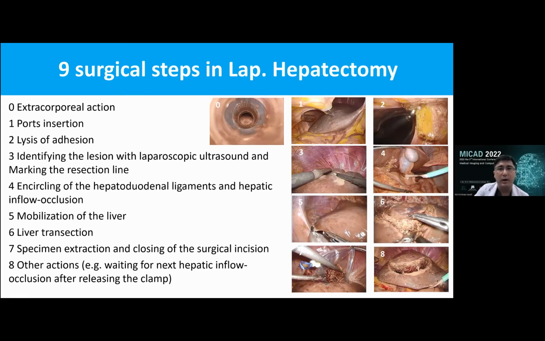Here we have the 9 surgical steps in laparoscopic hepatectomy. Step 0 is the scene of extracorporeal action, 1 is port insertion, and 2 is lysis of adhesion. Number 3 is identifying the lesion by laparoscopic ultrasound and marking the resection line, and 4 is encircling of the hepatoduodenal ligament and hepatic inflow occlusion. 5 is mobilization of the liver, 6 is liver transection, and 7 is specimen extraction and closing of the surgical incision. 8 is other action. We have the picture of each surgical step here.